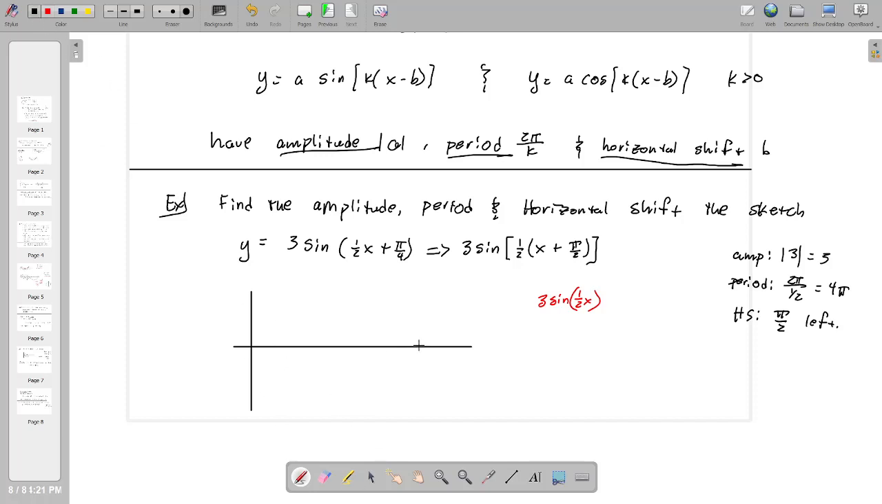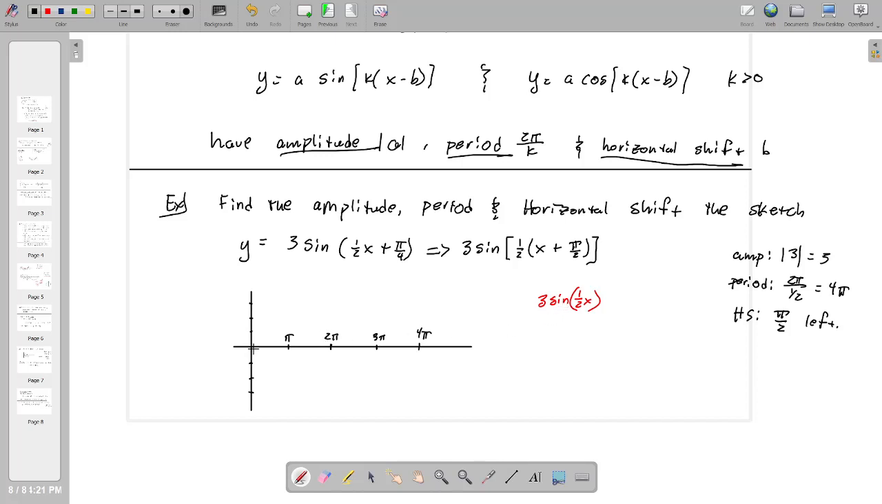Let's go ahead and do our period, just 4 pi. So this is 4 pi. This will be what marks the end of my first cycle. Halfway between is 2 pi. Halfway between, pi. And then between 2 pi and 4 pi is 3 pi. So these are my tick marks. Now I also know that I am stretching vertically by a factor of 3, so I need to do 3 tick marks above and below on the y-axis.